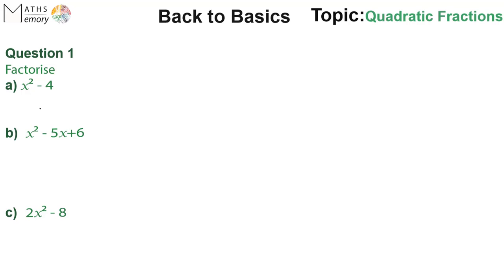Question 1, back to basics. Press pause. Write these 3 parts down, A, B, and C. Press play when you are ready. So this question is all about factorizing, and the key trick with this topic of quadratic fractions is to identify what type of factorizing to use. There are 3 different types, as we'll come across in this topic.